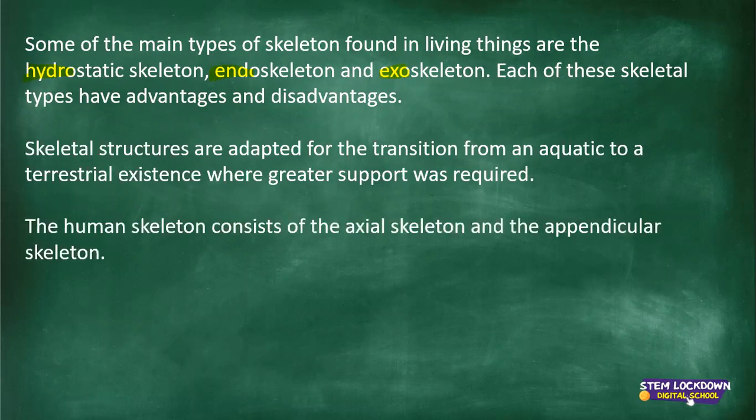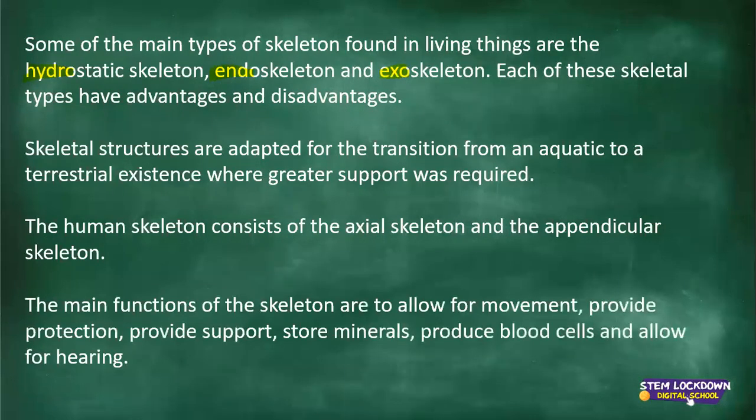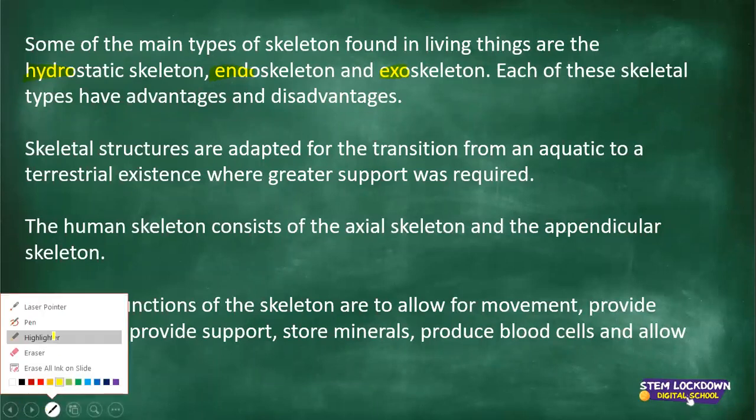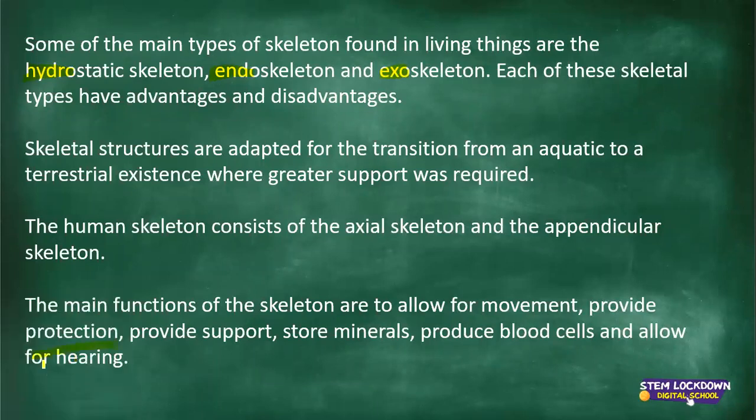The human skeleton consists of the axial skeleton and the appendicular skeleton. And the main purposes of the skeleton are to allow for movement, to provide protection, provide support, produce blood cells, and allow for hearing. Who knew that? Who knew this one? That it allows for hearing.